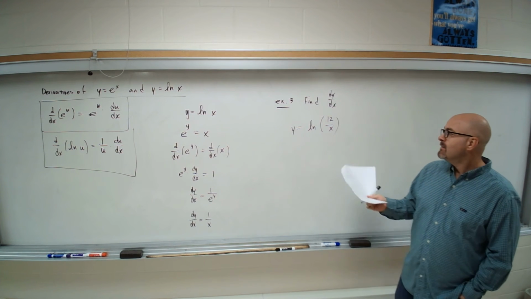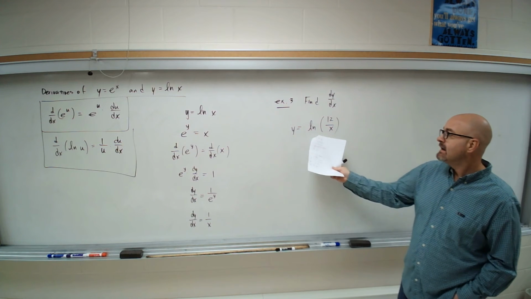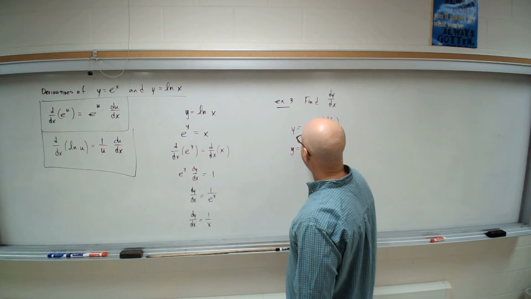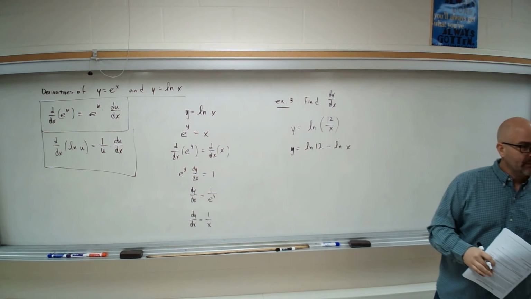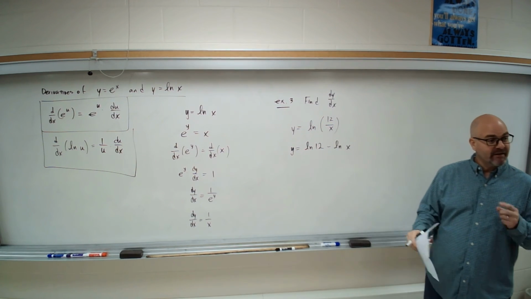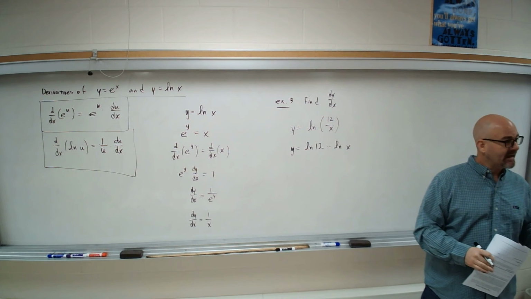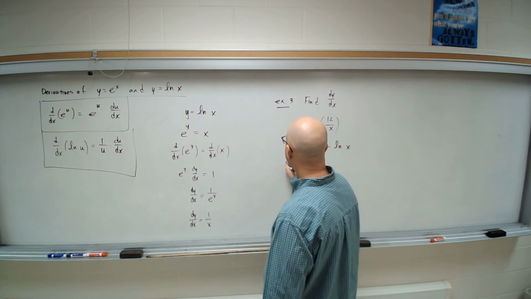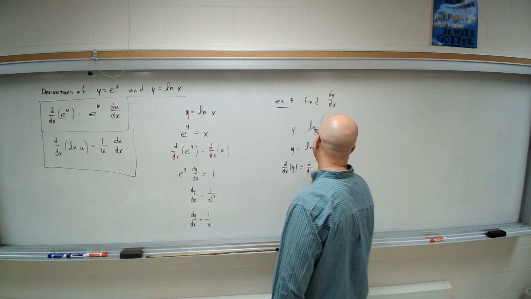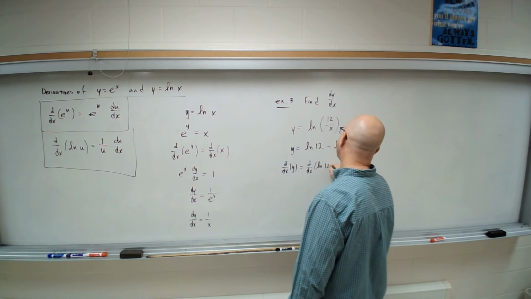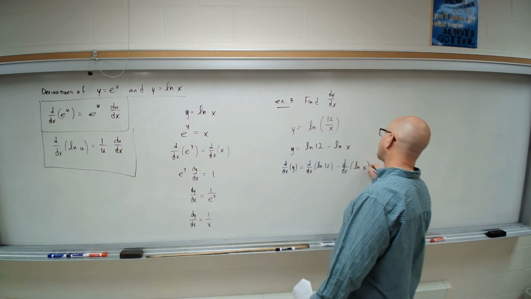You can do it. But I want you to notice here, if we use our expanding properties for natural log, this is the same as y equals the natural log of 12 minus the natural log of x, correct? So now if I want to find the derivative of y with respect to x, I take the derivative of each term with respect to x. So the derivative with respect to x of y, the derivative with respect to x of the natural log of 12, and the derivative with respect to x of the natural log of x.